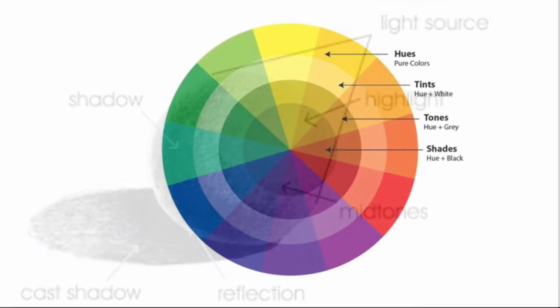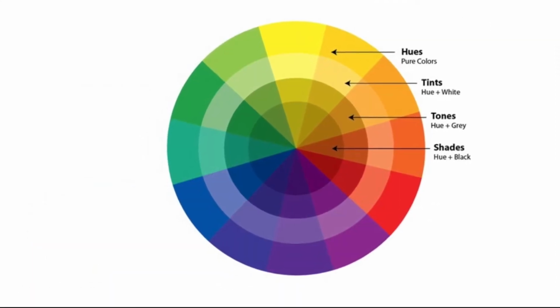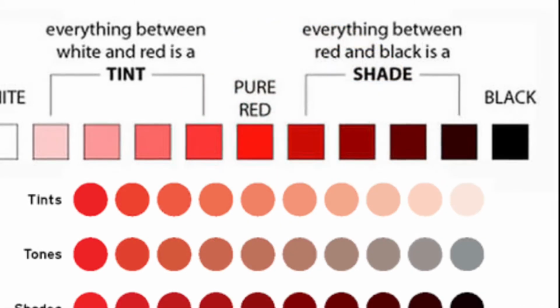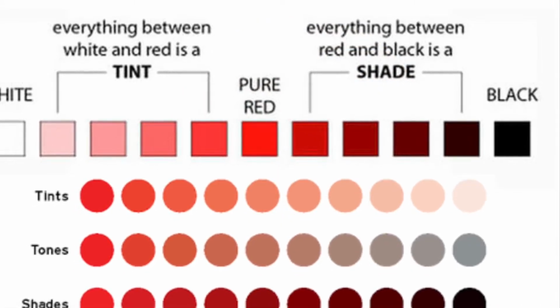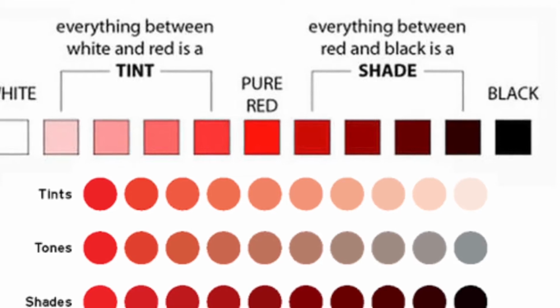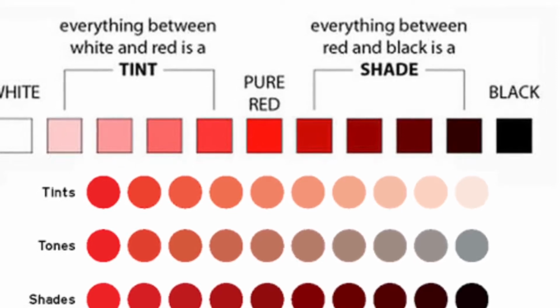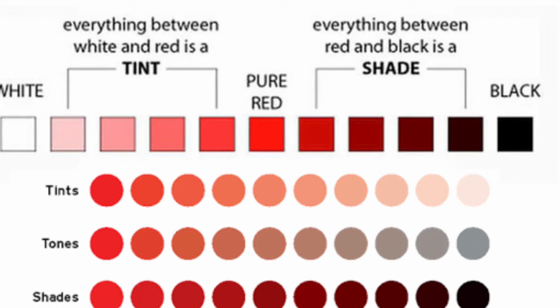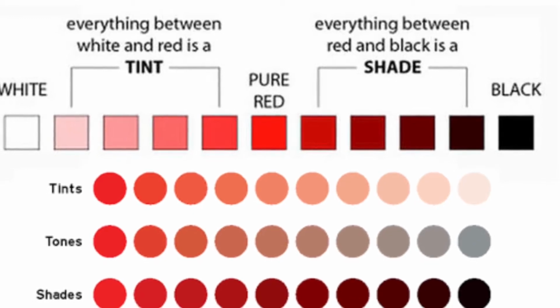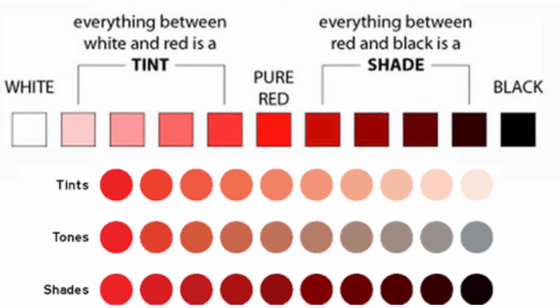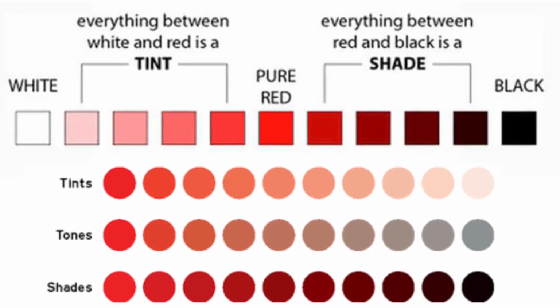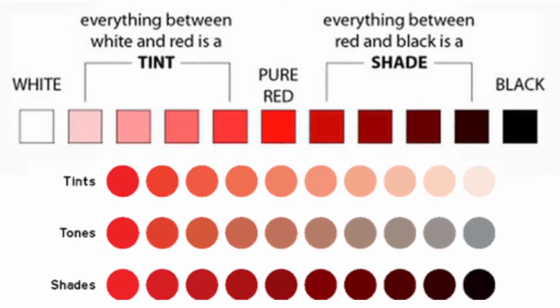You can find values of a color by making its tints and shades. Tints are light values that are made by mixing a color with white. For example, when you add white to red, you get pink. So pink is just a red tint. When you add black to a color, it's called a shade. Mixing a bit of black to red creates a deep burgundy. Shades are dark values. A tone is produced either by mixing a color with gray or by both tinting and shading.